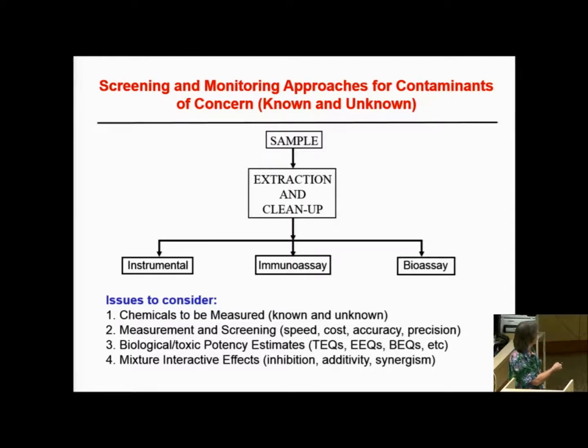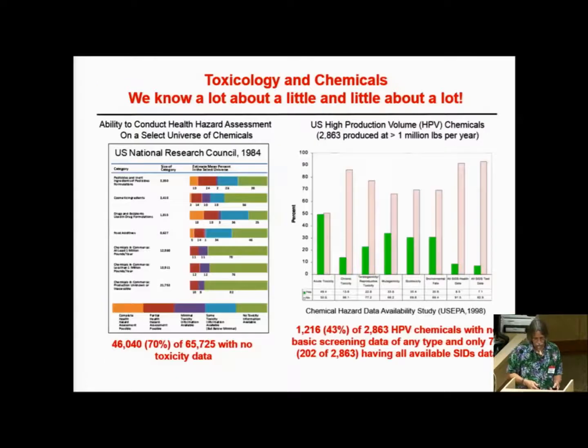The other thing is that instrumental and immunoassays provide you no real information about the biological or toxicological activity of your sample. Those assays also give you no information about a complex mixture, the interaction between chemicals in the mixture that can make things more active synergistically, additively, or actually can block the activity. So you may detect a compound in there that has no biological activity because it's inhibited.